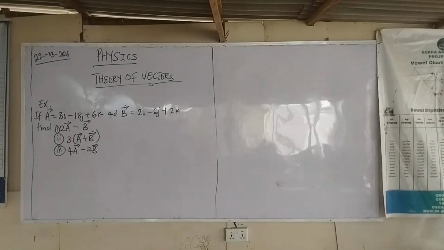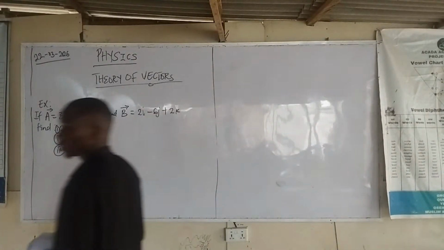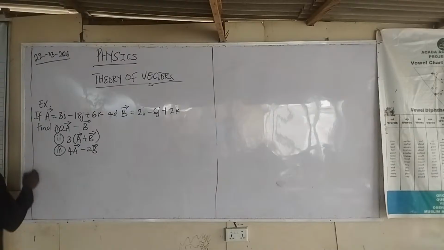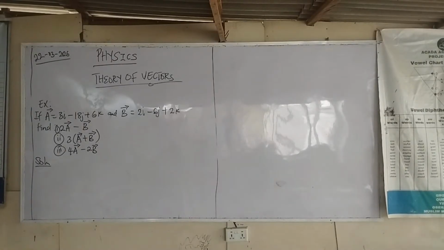All right, let's do it together. Solution. Look up. Suspend the family meeting. Now look at this.